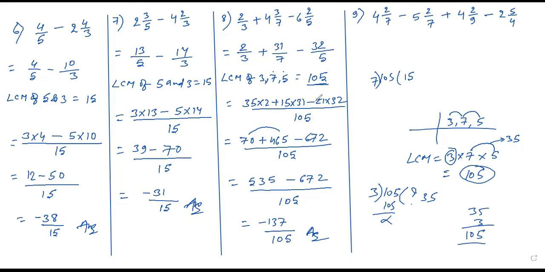Minus is there, so minus again. 5 how many is 105? Don't count this 5 again. Only count the remaining numbers, which are 3 and 7. So 3 into 7 is 21. So 21 into 32.